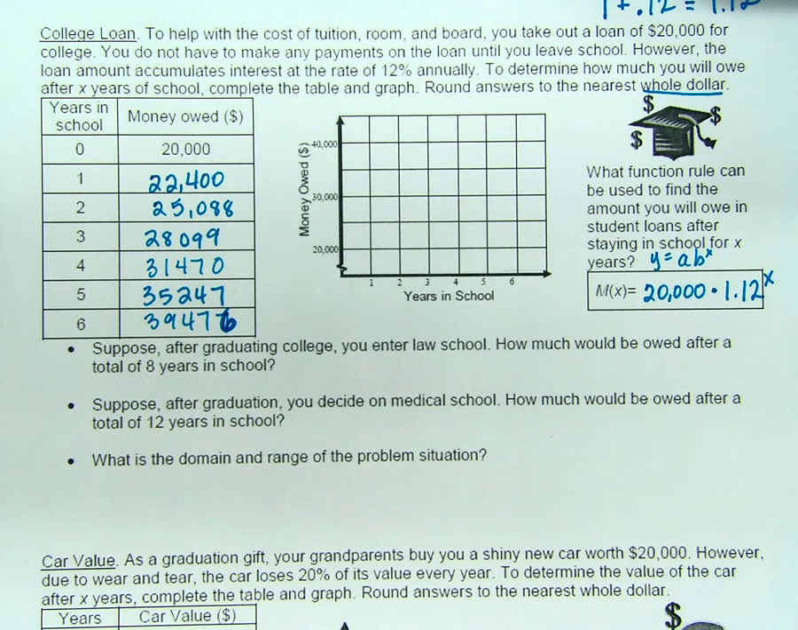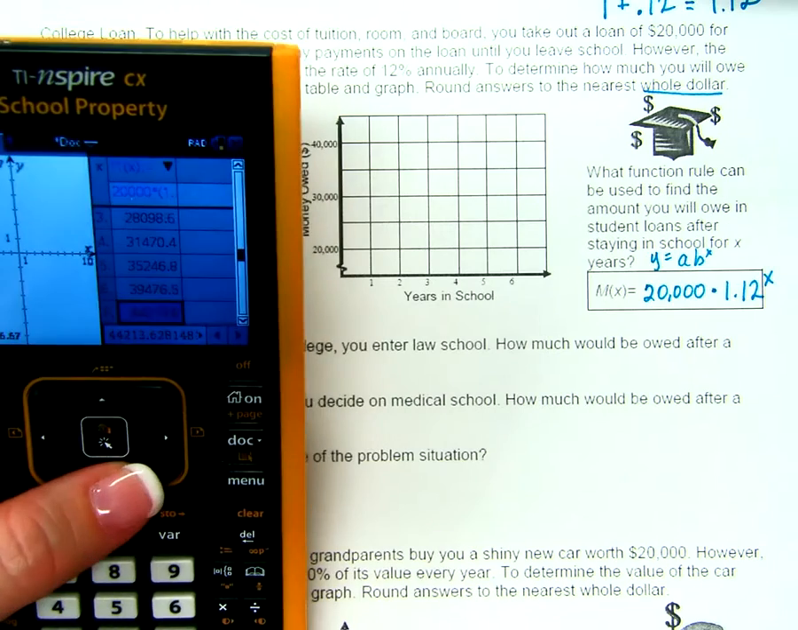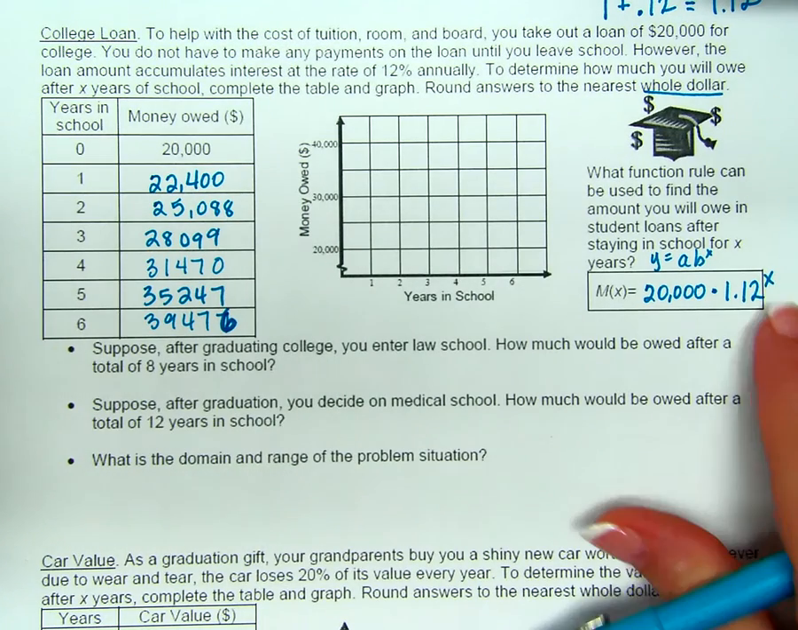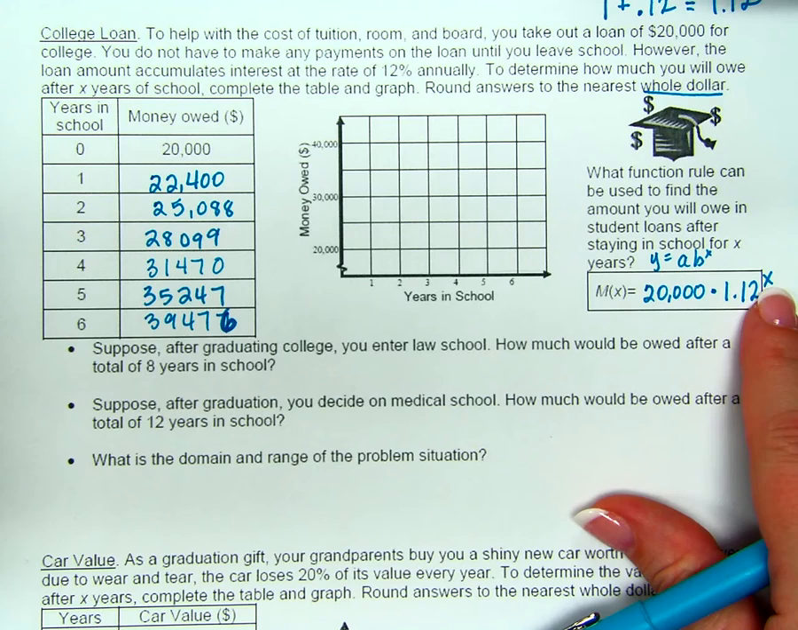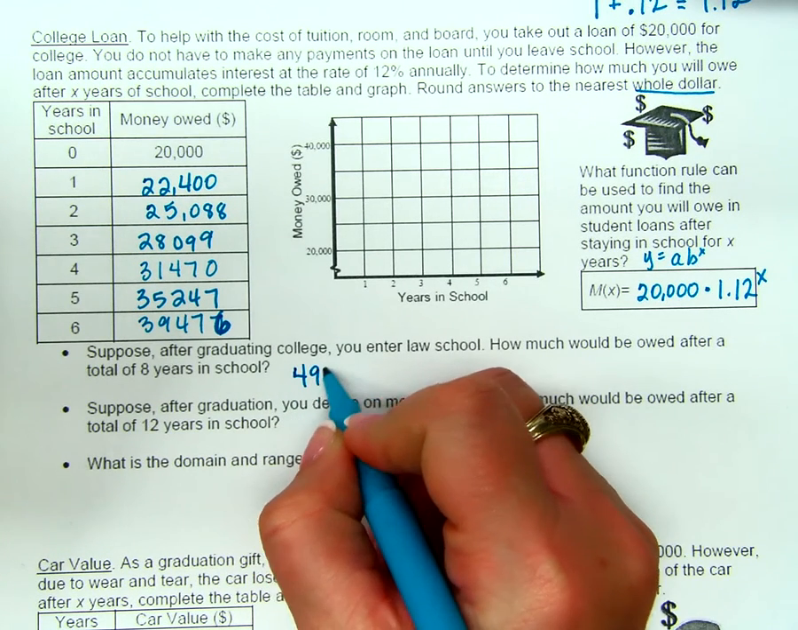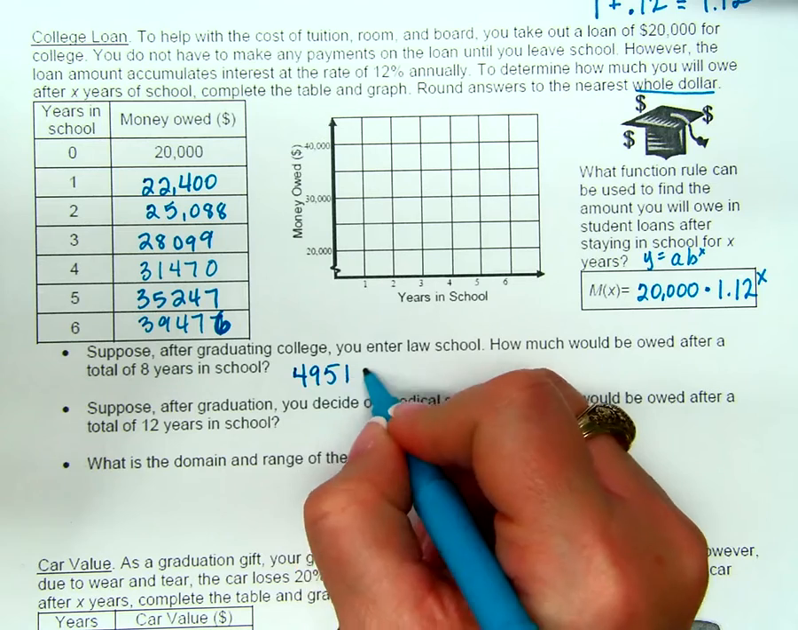I have 2 choices, right? I could get back on my calculator and scroll down to 8. What's my other choice? Yeah, can I put 8 right there in my equation? Either way I do it, I'm going to get 49519.